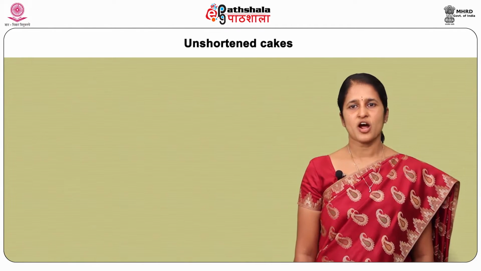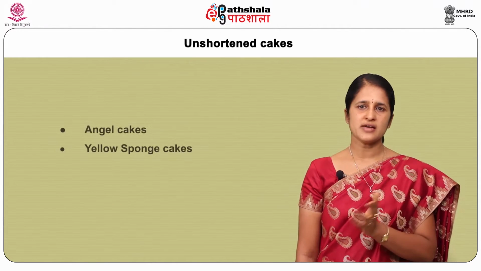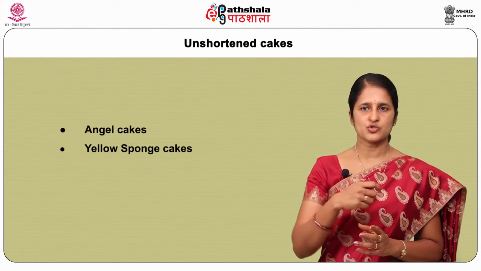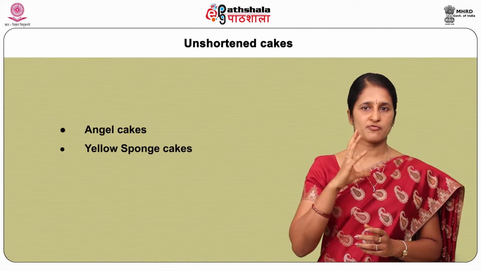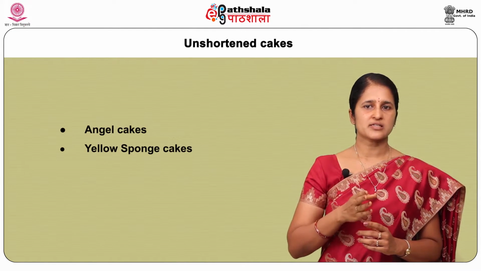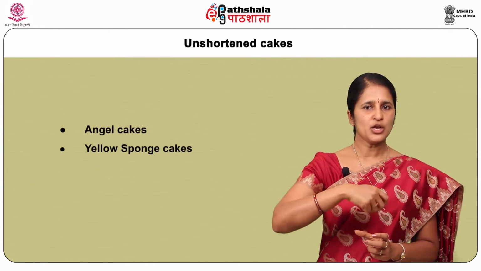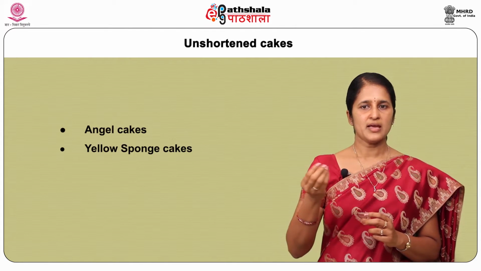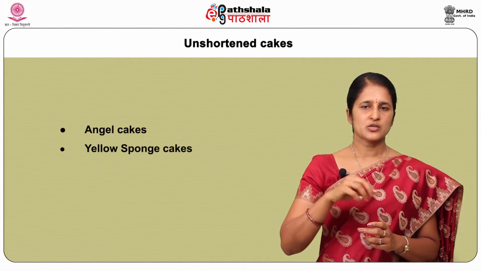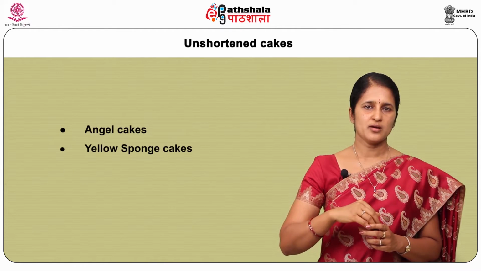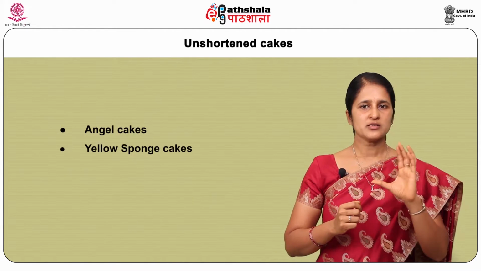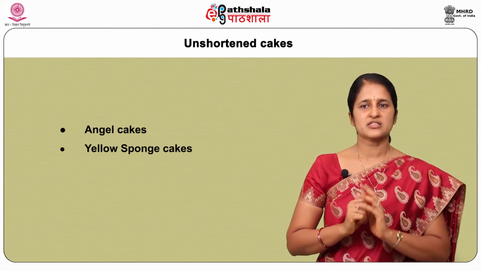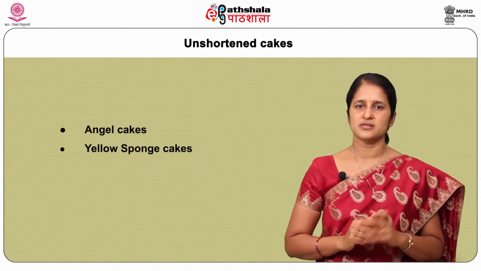The best examples of unshortened cakes are angel cakes and sponge cakes. For angel cakes, first beat the egg white until it is frothing. Then add the cream of tartar and salt, and continue beating until the desired stiffness is attained. Finally, add flour in small quantities to the egg white. Then add sugar and mix well until you get a smooth batter. Next, transfer this batter to the cake pan and bake it at 190 degrees for 30 minutes.